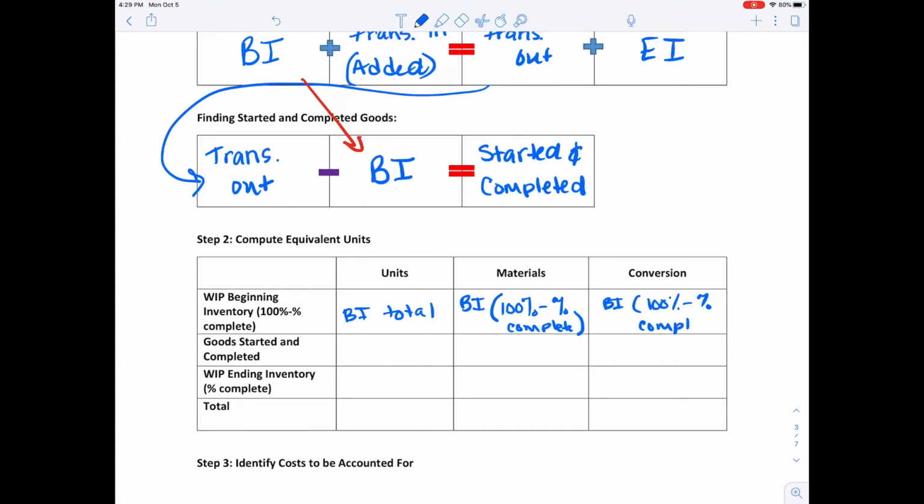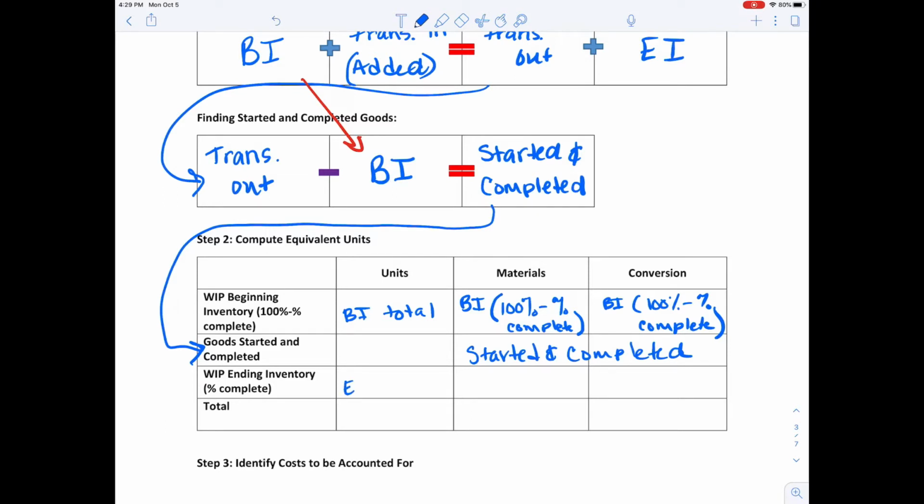And subtract by that percent complete, because we really want to know how much was done only during this period. Then we're going to look and find that started and completed. These are whole units, so we're going to just bring that number down. This is my started and completed, and it's the same number for materials and conversion cost.